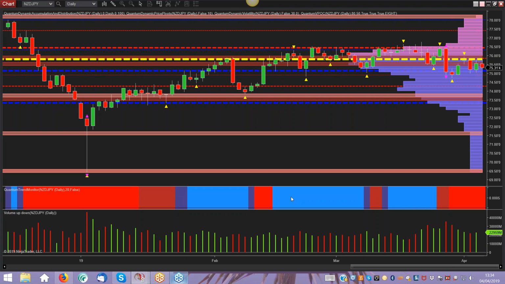It is Wyckoff's second law, as Anna mentioned this morning. It's all about cause and effect. The longer, in other words, the longer something is developing, then the greater should be the reaction to that phase of development. So time is all important here.